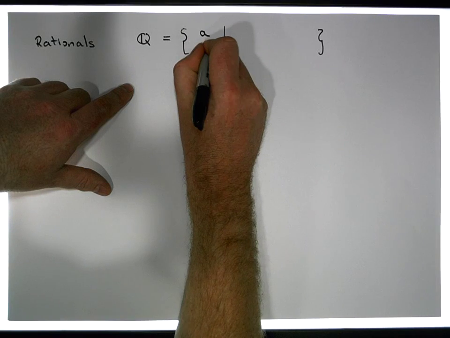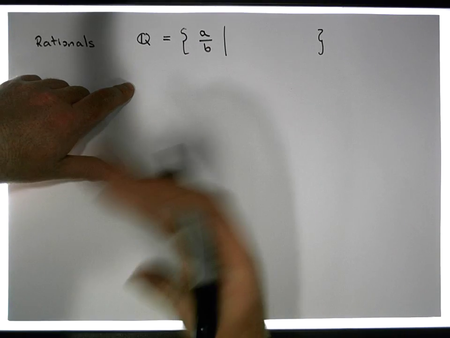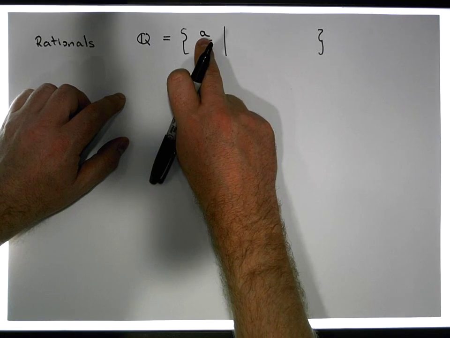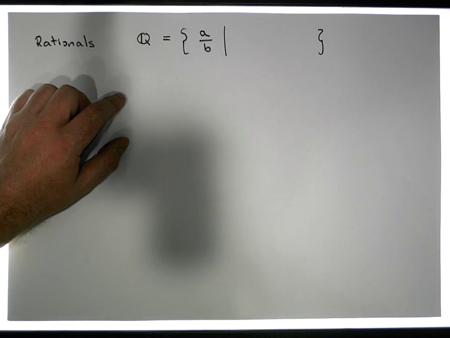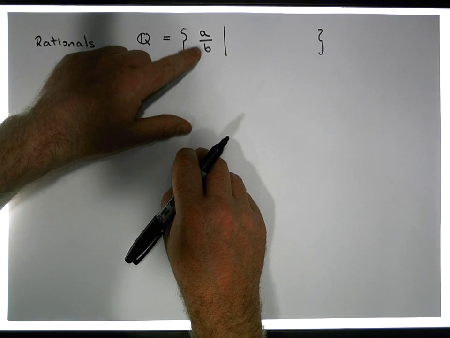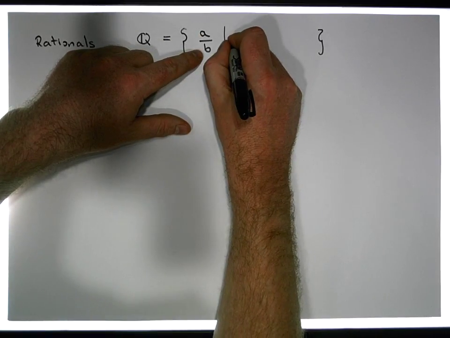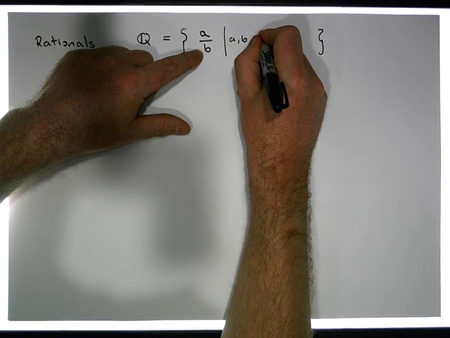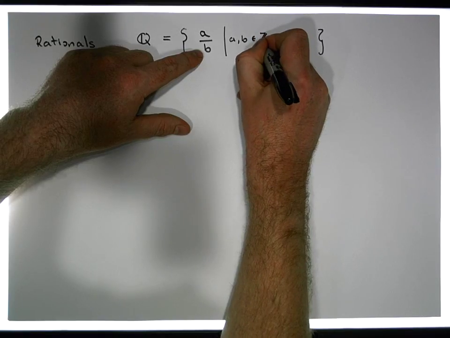They just look like this, okay? Now we have an interpretation of actually what this represents. So they look like fractions. They have a numerator and they have a denominator. But what's important is that the numerator and the denominator, the a and the b, can be any integer, okay? So they can be elements of Z.